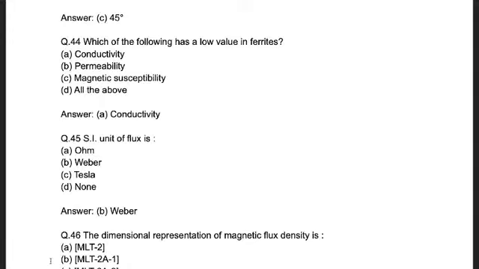MLT2, B. MLT2A1, C. MLT2A2, D. MLT2A1. Correct. The answer is B.